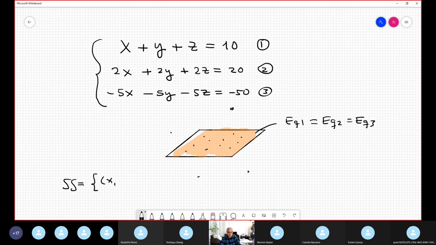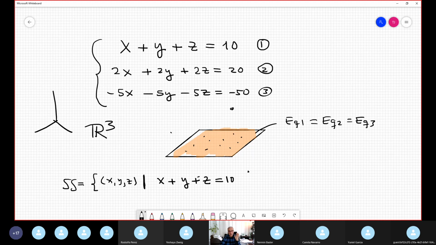It is all the points in 3-dimensional space, R3, such that they satisfy the condition. For example, you copy one equation, since you know it is the same: x + y + z = 10. I copy the first because I like it, but you can copy the second or the third. It doesn't matter. And what about the rest of the variables?